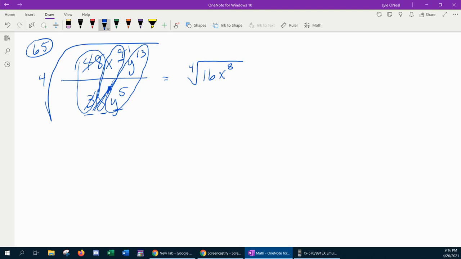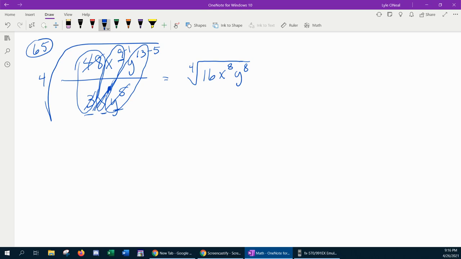Finally, y to the 13th minus 5. 13 minus 5 is 8. Now, that is the first step of simplification. The next thing we need to do is make sure that the radicand is simplified completely. And our index is 4, which means we need a perfect whatever to the 4th power.